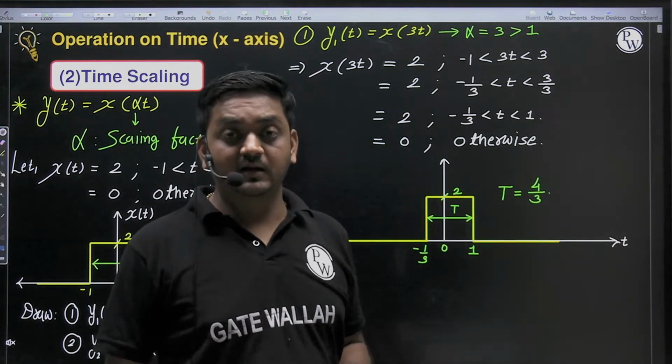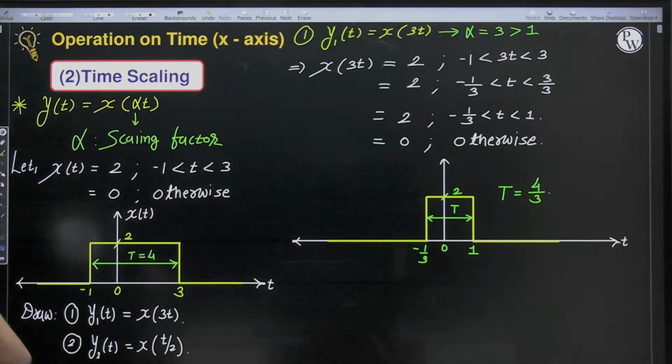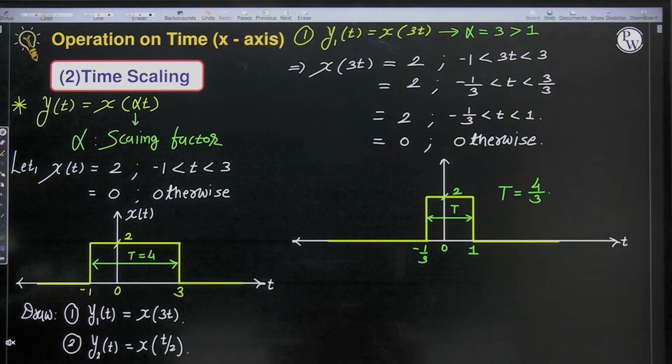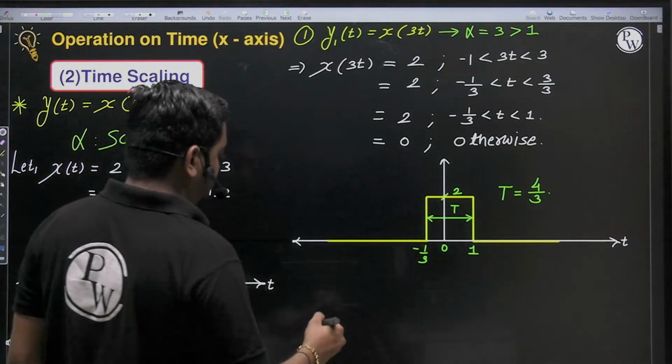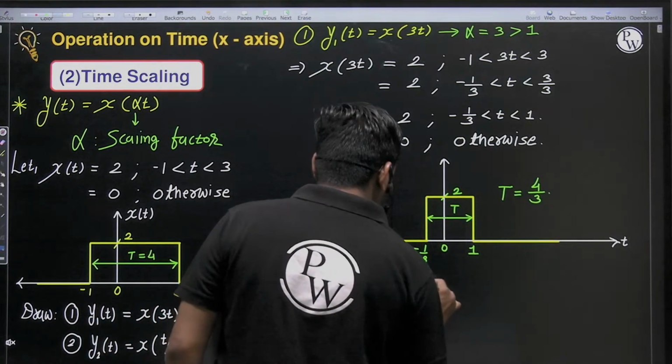Now tell me, time compression occurs or time expansion? Expansion of the signal or compression of the signal? Tell me. Expansion or compression, guys? Very good, guys. So here the signal width decreases, so compression, guys. Compression, correct? Compression occurs.